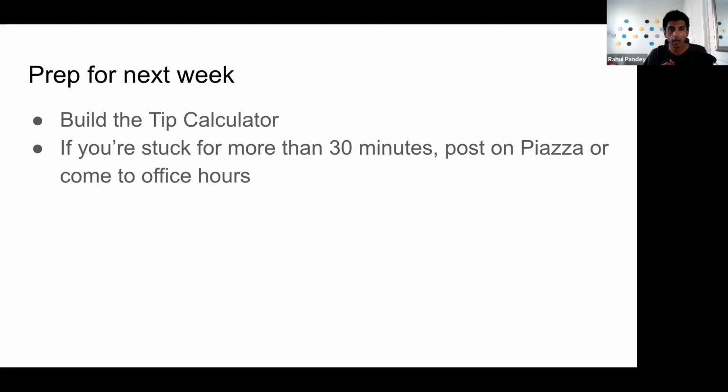That's it. That's all I had. So for next week, what I want you all to do is build out the tip calculator. It's about 1 hour worth of content through the video. And then I want you to build out some extensions. Like I said before, if you're stuck anywhere for more than 20 or 30 minutes, stop what you're doing, write down what you're trying to do and what you already tried, and then come talk to me or post it on Piazza.